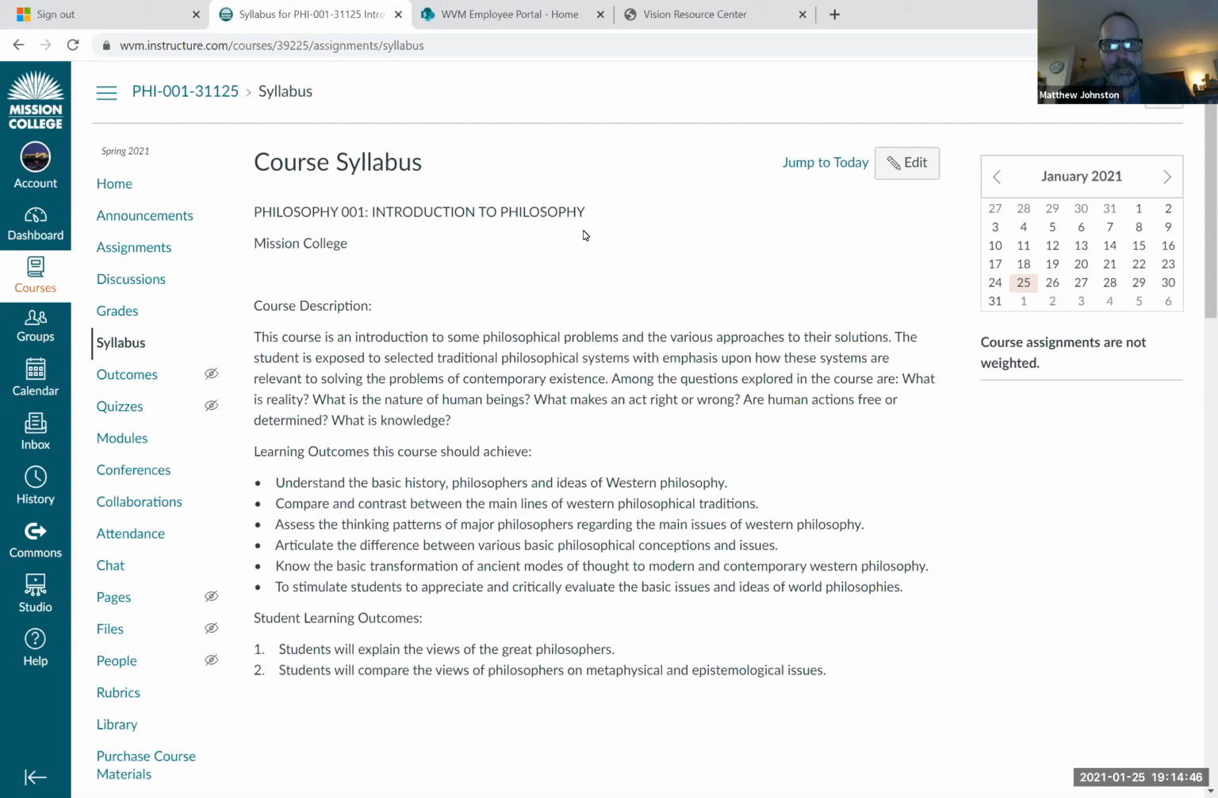All right, now the learning outcomes. This is what you should learn by the end of this course. I'm going to go through this because I can make some comments along the way that'll help you understand what we're about to do here. Understand the basic history, philosophers, and ideas of Western philosophy.